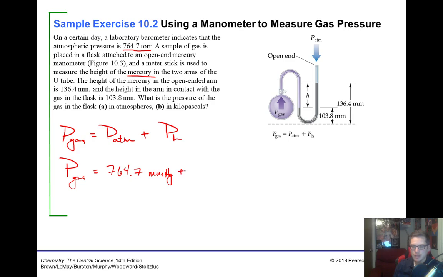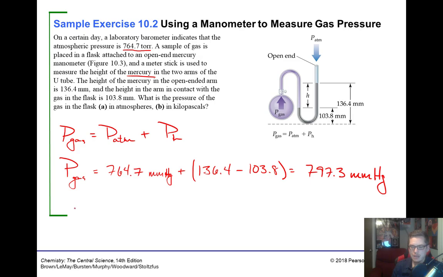Then we're going to add the height pressure. The height pressure is going to be the difference in these two, so we're going to have to subtract these: 136.4 minus 103.8. Then we add them all together, so 136.4 minus 103.8, and then we add 764.7. We get 797.3. Our units are in millimeters of mercury. All right, so that doesn't quite answer our question. That's just the pressure of our gas.